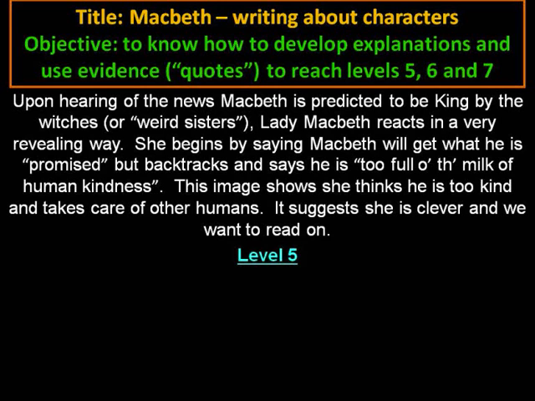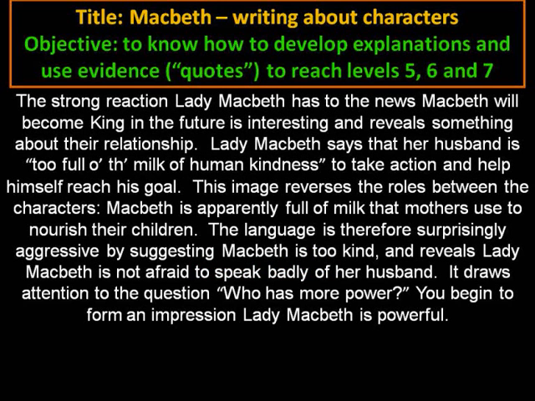Going towards level 6. The strong reaction Lady Macbeth has to the news Macbeth will become king in the future is interesting, and reveals an imbalance in their relationship. Lady Macbeth says her husband is too full of the milk of human kindness to take action and help himself reach his goal. This image reverses the roles between the characters. Macbeth is apparently full of the milk that mothers use to nourish their children. The language is therefore surprisingly aggressive by suggesting Macbeth is too kind, and reveals Lady Macbeth is not afraid to speak badly of her husband. It draws attention to the question, who has more power?